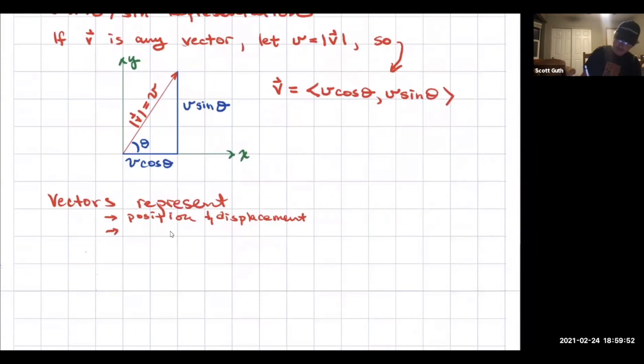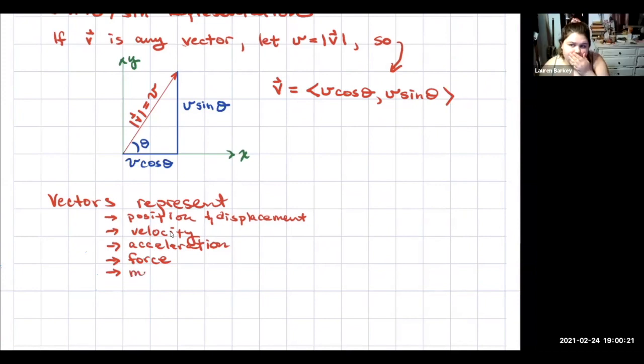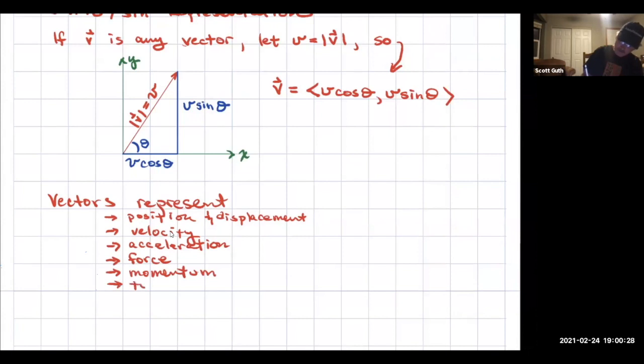Then the velocity vector. Then the acceleration vector. And then mass times acceleration is a force vector, right? And anybody know what mass times velocity is, and velocity is a vector? So what's mass times a velocity vector? Momentum. Good, momentum. There's also a vector called torque, which is mass times angular acceleration. So it's a rotational force. Can you guys think of any others?